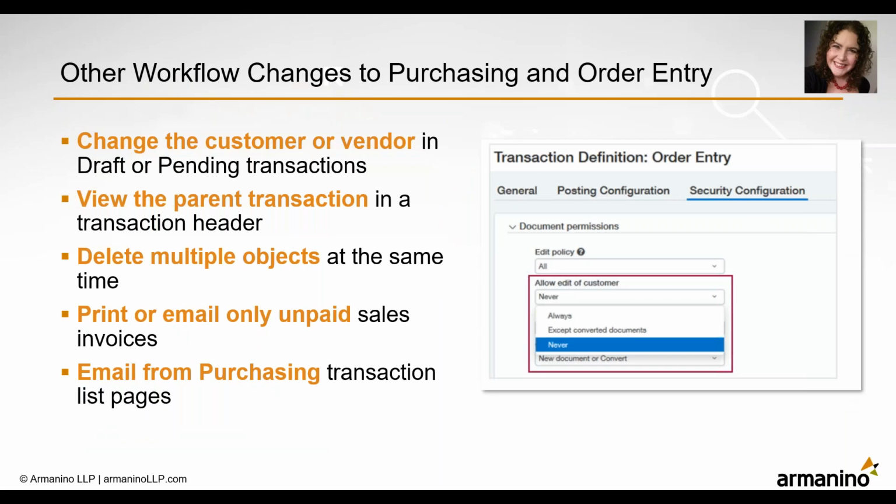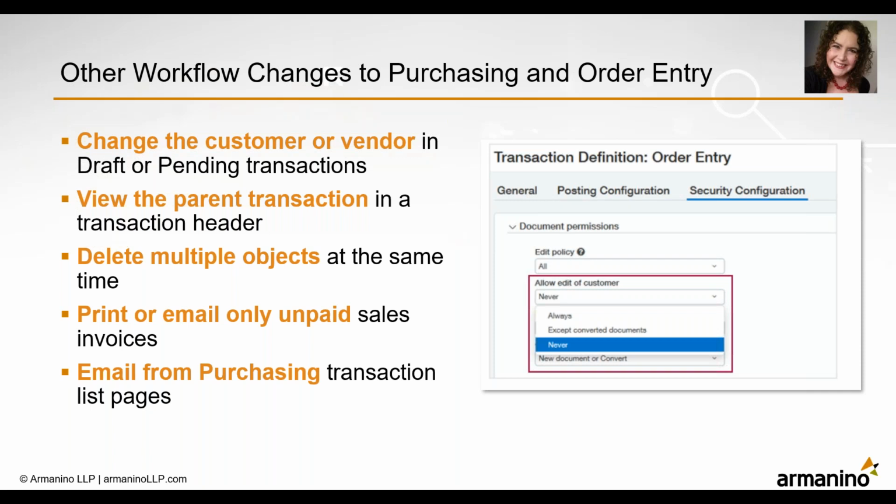And then the last ones are the workflow changes within purchasing and order entry. Previously, if a transaction was a posting transaction, it was game over after that click. The system wouldn't let you change the customer or vendor on the transaction. So you'd have to either delete the transaction or cancel it, reverse it, and create a new one if you accidentally picked the wrong customer or vendor, or somebody noticed when they were approving, far more likely there, right? And so now there's a new security configuration option, and it's on each transaction definition.